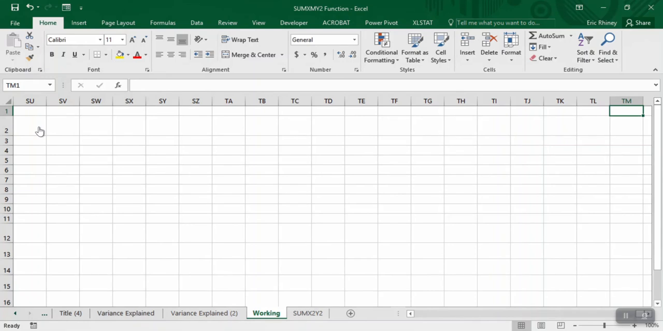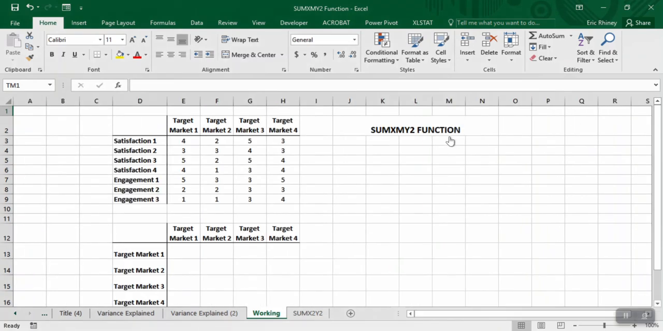And hit enter. Oh, that did not work, and the reason is because TM1 is an actual cell in our workbook. On this worksheet, TM1 is an actual place. So when I typed in TM1, it actually went to TM1. So that's not going to work. We're going to have to try something else.